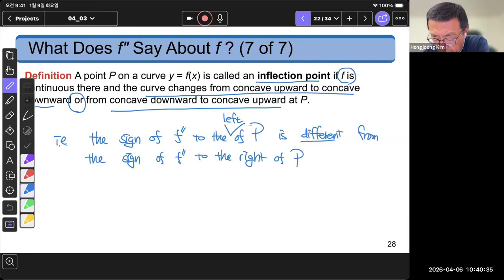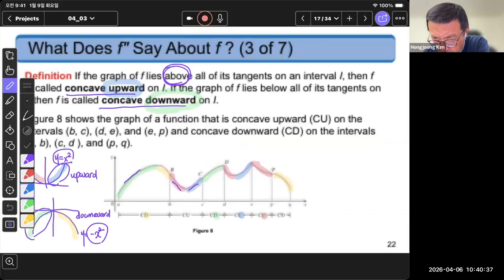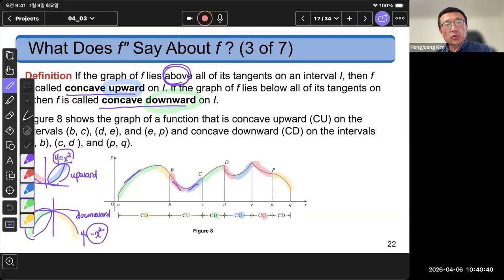Okay, so let me go back to the figure we used. So here, given this B point, to the left of B, concave downward. To the right, we have concave upward. So B is an inflection point.